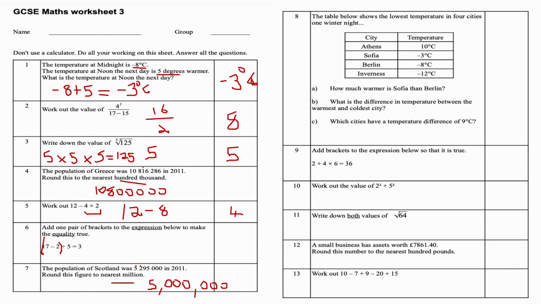This is question number 8. The table below shows the lowest temperature in 4 cities one winter night. How much warmer is Sofia than Berlin? So Sofia is here, Berlin is here. It's 5 degrees warmer. Okay.